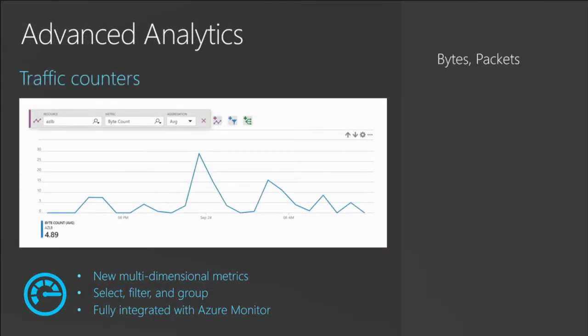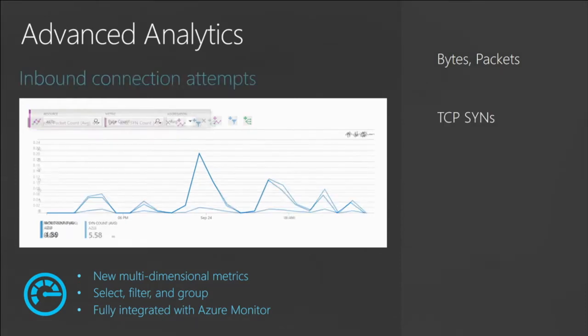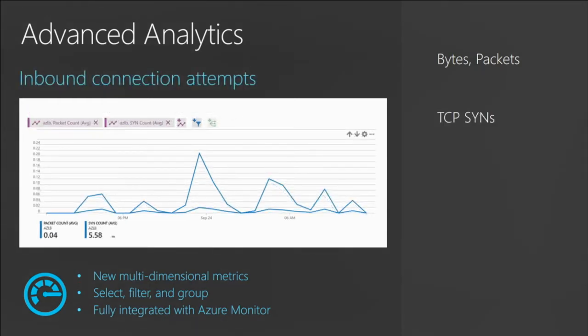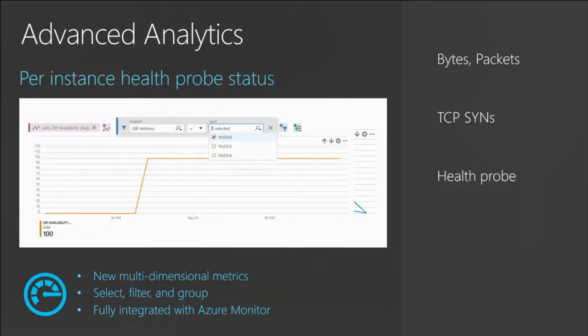Let's talk about analytics, something that has been a bit of a challenge on the existing load balancer product. So we now have traffic counters for bytes and packets. They're fully integrated into Azure Monitor. You can select, filter and group these metrics. We also show you a view of what your inbound connections might look like. So this is basically reporting of TCP SYNs that are seen on the VIP, so that you can understand how many inbound connection attempts are being made.